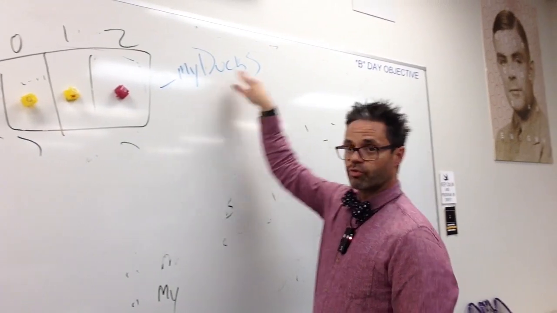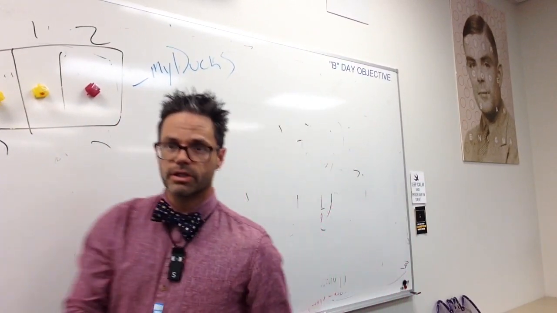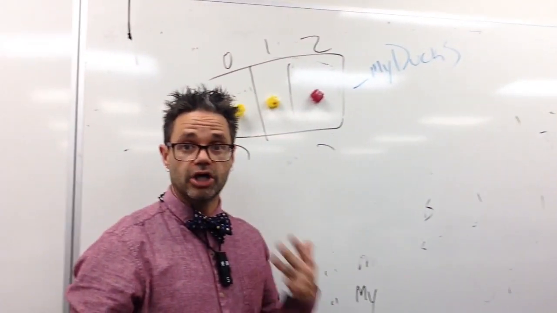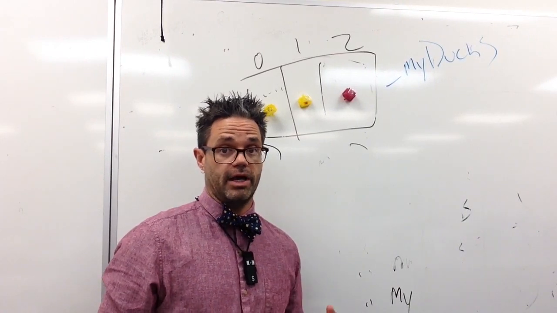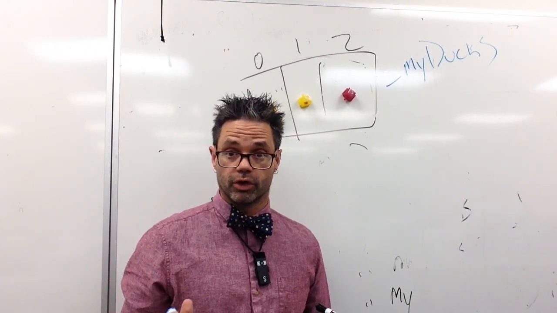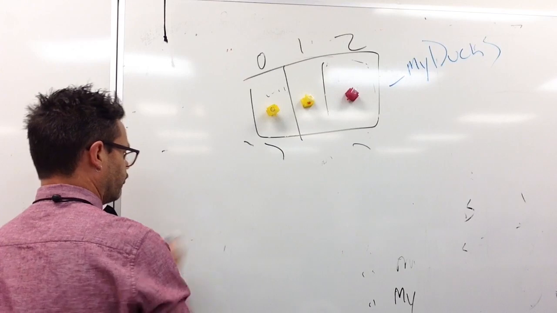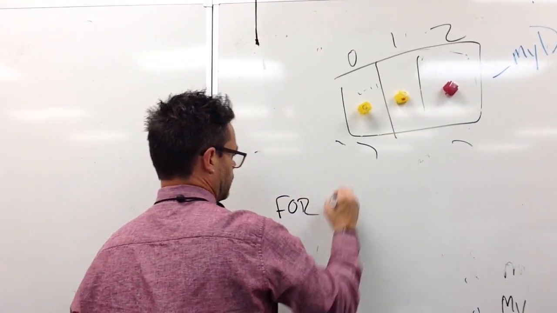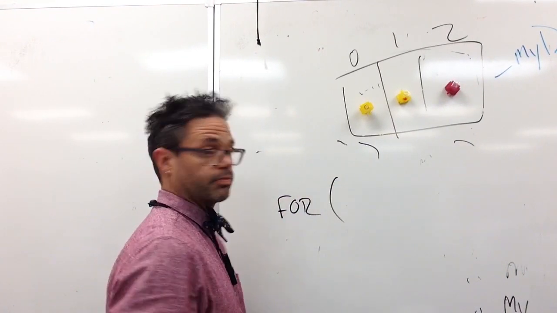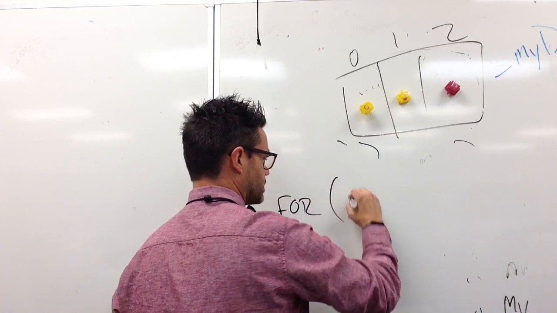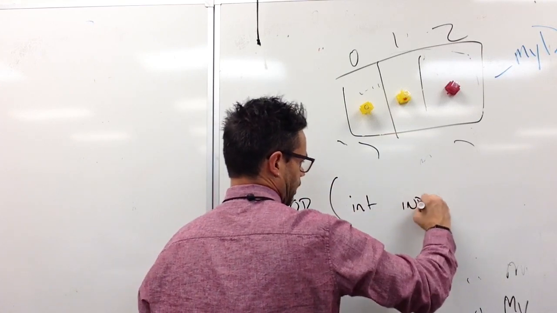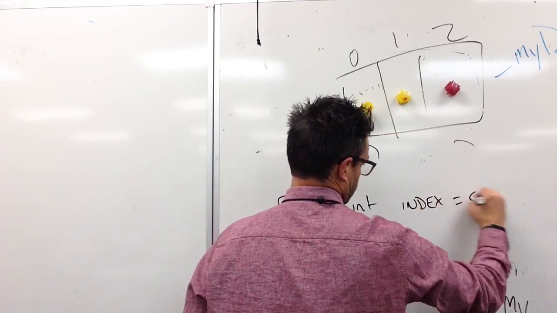So we have my ducks right here. It's a reference to our lovely array of ducks. And I want to use a loop to go ahead and talk to each individual duck inside that array. The way we're going to do that is with a regular for loop. And the way we can do that is just by doing our standard for loop. So I'm going to just go for, and then parens, because of course we always do everything with parens. And then I'm going to start off with int index equals 0.